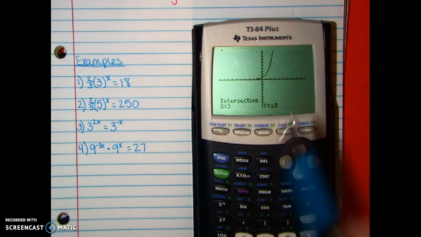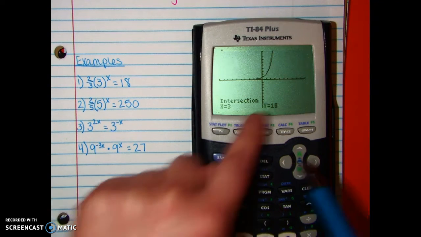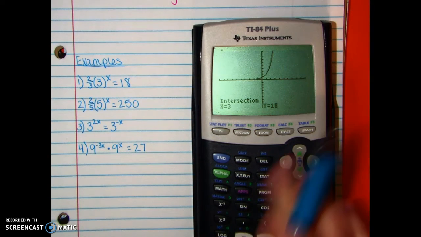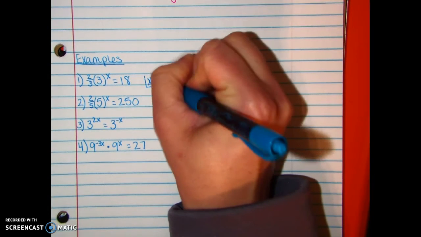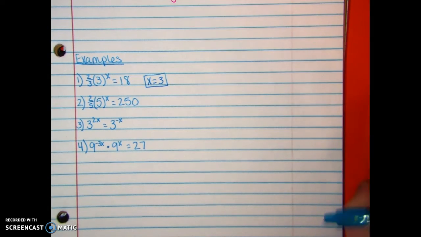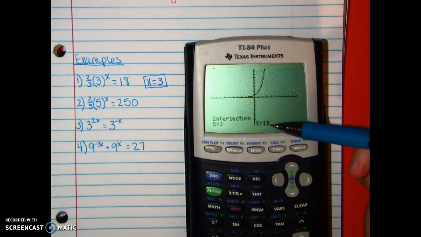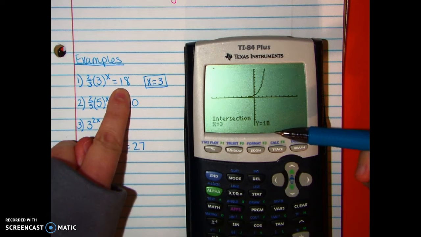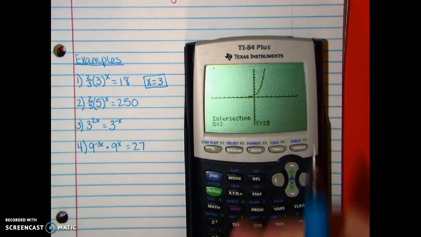It tells me that these 2 lines, if both of these were lines, intersect at the point (3, 18). So my answer for the equation is x equals 3. I get that from right there. That 18 is that 18 right there. When you take a quiz on this, this is pretty much all I'm going to ask for. There's not much work to be shown. If you type it into the calculator wrong, your answer is going to be wrong.